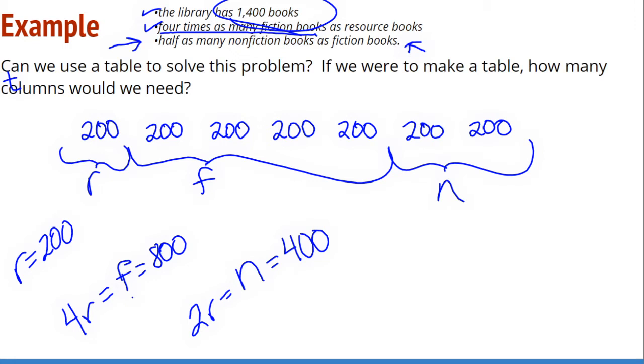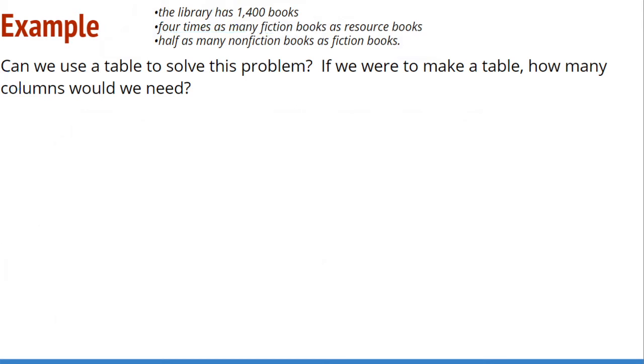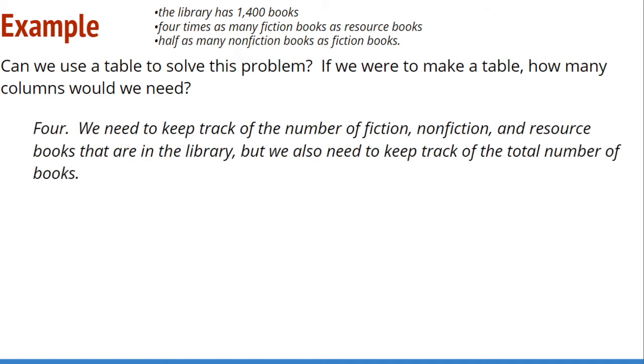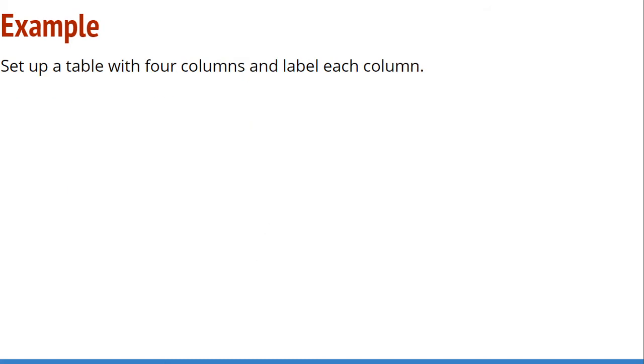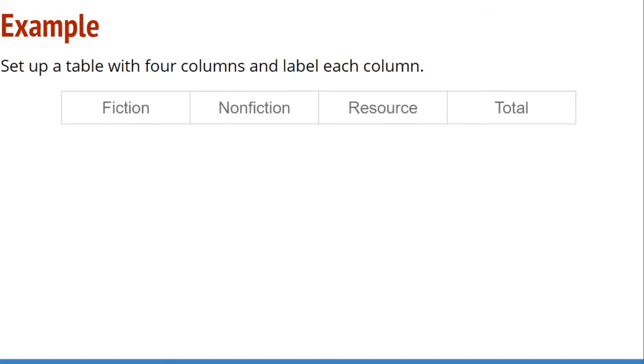Now the question is, could we use a table to solve this problem? So can we think of this problem in a different way? So if we were to make a table, how many columns would we need? Well, I would need one for the resource books. I would need one for the fiction books. I would need one for the nonfiction books. And I would want a column for the total number of books. So I would need 4 columns. So go ahead and set up a table with 4 columns and label each one of the columns.